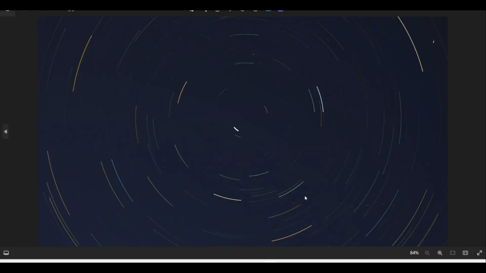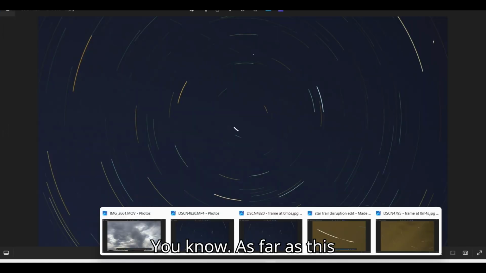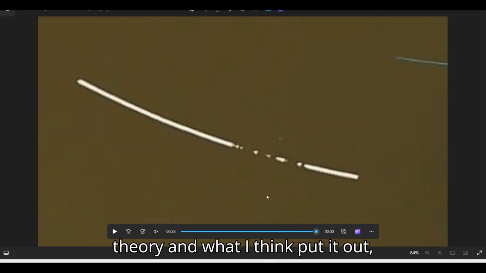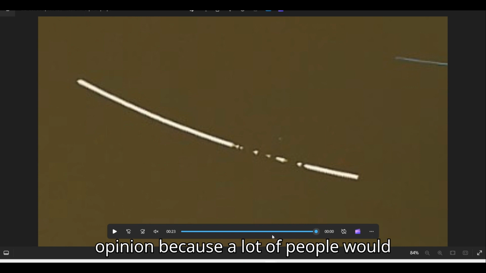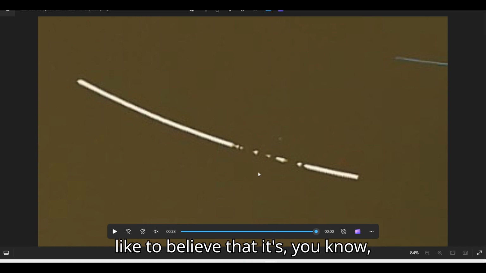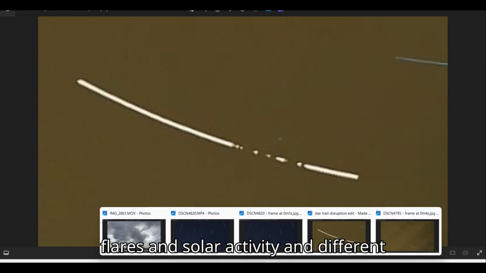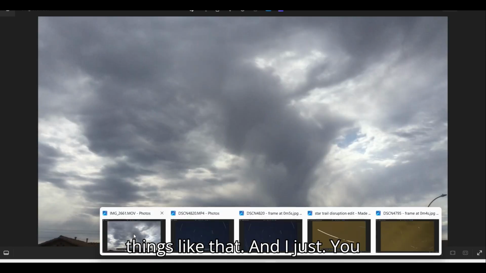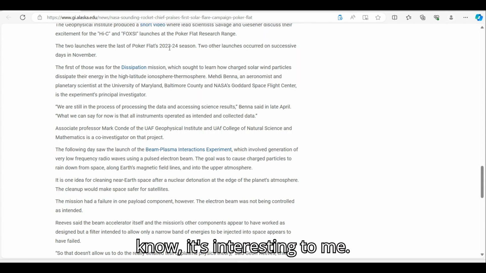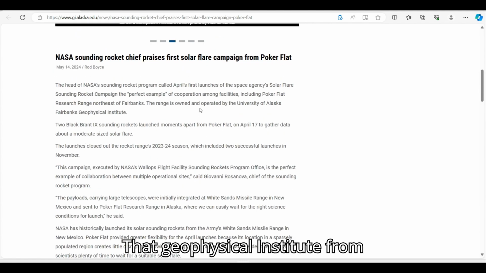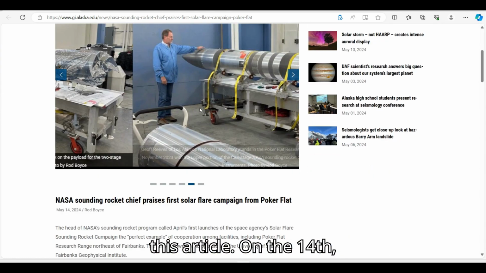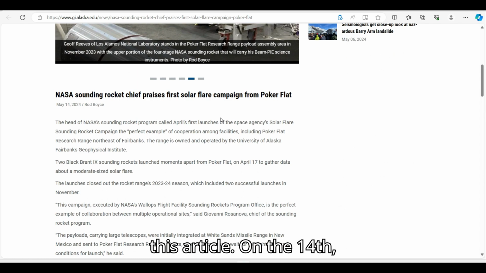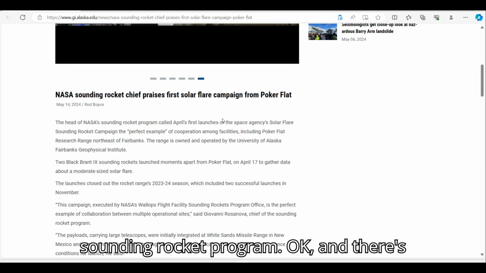But, you know, as far as this disruption happening, I have my own theory on what I think put it out, but it's not a popular opinion, because a lot of people would like to believe that things like this are caused from solar flares and solar activity and different things like that. And it's interesting to me that the Geophysical Institute from the University of Alaska would put out this article on the 14th, just a few days ago, talking about NASA's sounding rocket program.